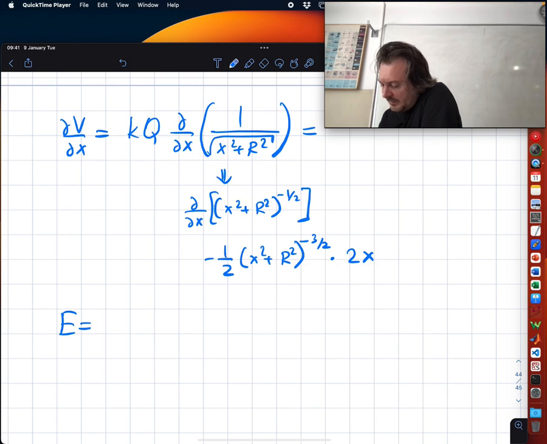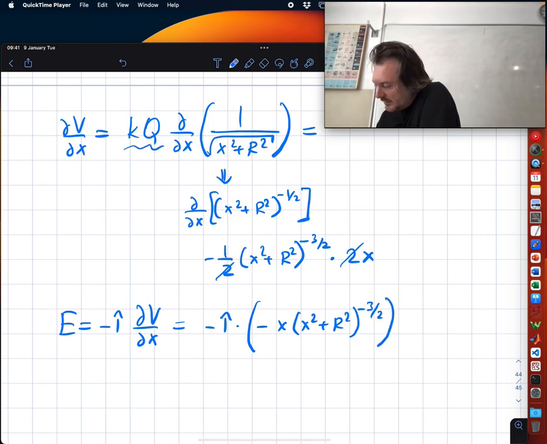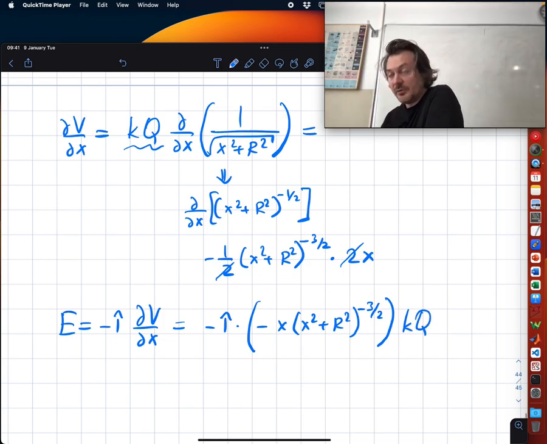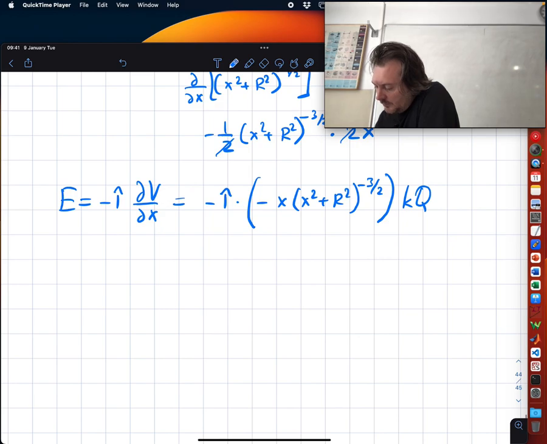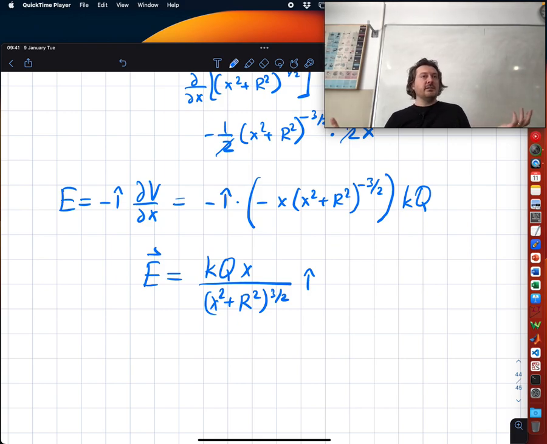Then, if I want to write E equals minus i del V over del x, it is simply minus i times, let me just take some cancellations here, minus x times (x squared plus r squared) to the power of negative 3 over 2, plus the thing that I put outside, kQ. Did you follow this? So the electric field is kQx over (x squared plus r squared) to the power of 3 over 2 in the i direction. Do you see we got our previous result back starting from potential?